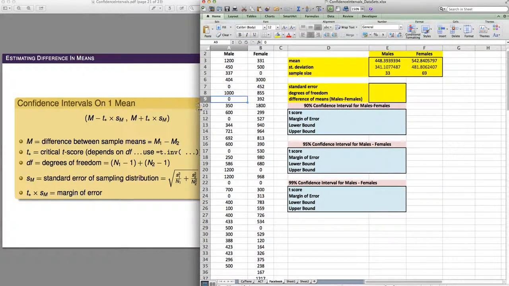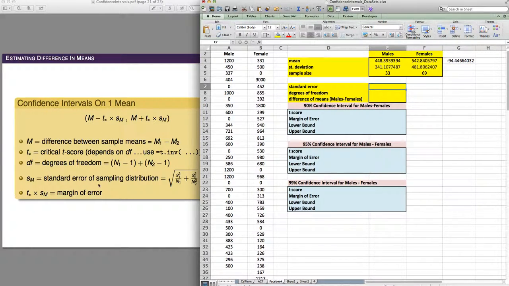So here's our situation. I want to do females minus, well, let's do males minus females. So my difference in means is males minus females. And so the difference right now is about 94 Facebook friends. Well, let's see what the confidence interval says.